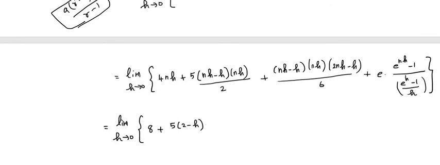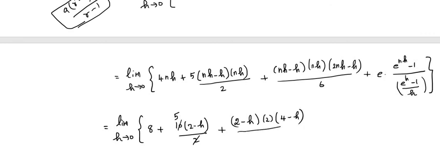Therefore, I can write 5 into 2, that is 10. 5 twos are 10, into 2 minus h by 2. Therefore, the 2 and 10 can be cancelled, and I can write 5 here. Plus here, nh is 2, so 2 minus h, and here I can write 2 into nh, 2 into 2, that is 4 minus h, whole divided by 6. This 2 can also be cancelled with this 6, that gives 3. Plus e into e power nh minus 1 whole divided by e power h minus 1 by h.